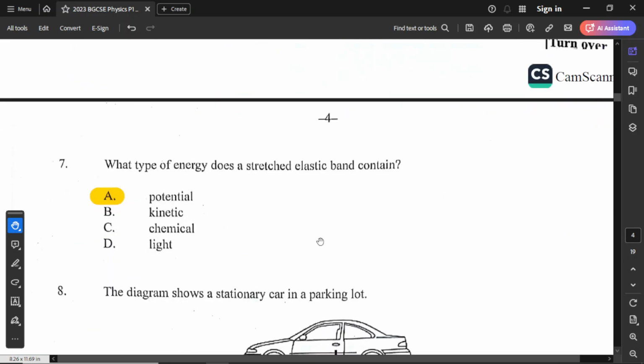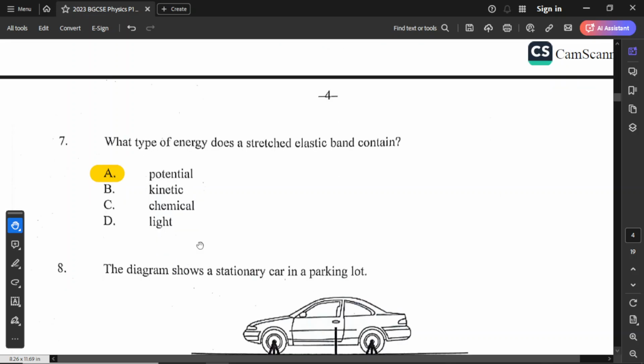For question number 7, it said what type of energy does a stretched elastic band contain? And that will be potential energy. Remember that kinetic energy is in motion. Chemical energy will be stored in chemicals, such as in batteries. And light can never be the answer for that one, as you know.